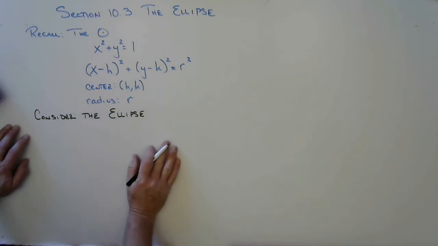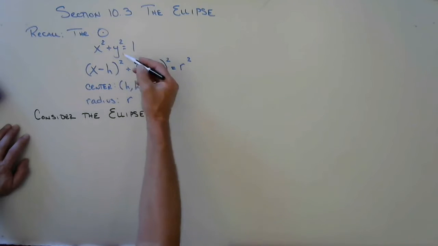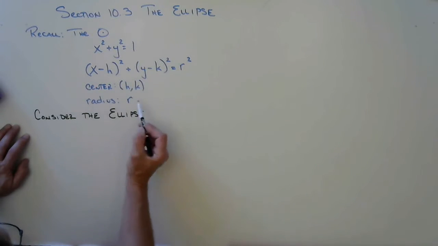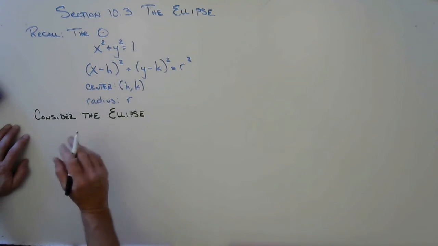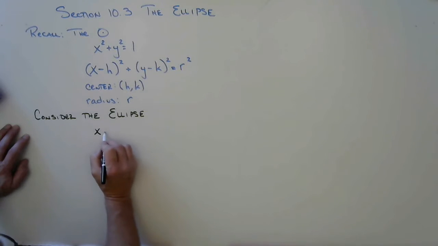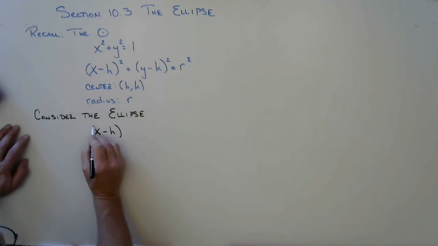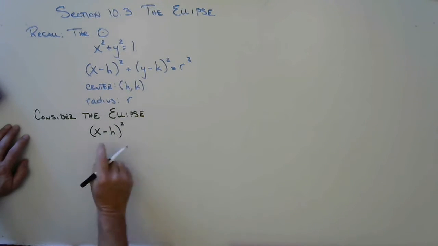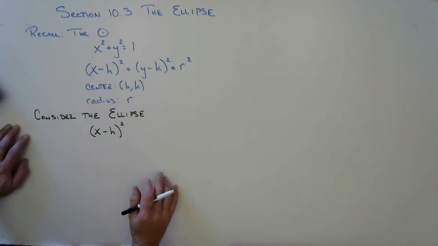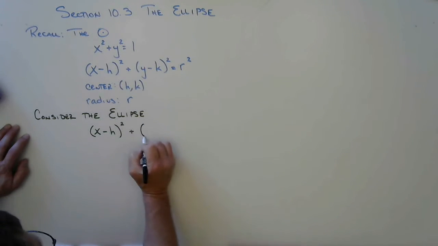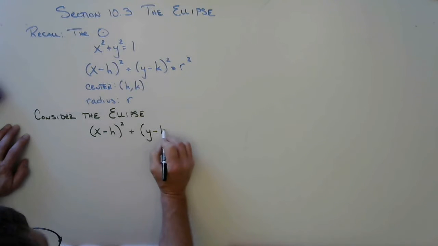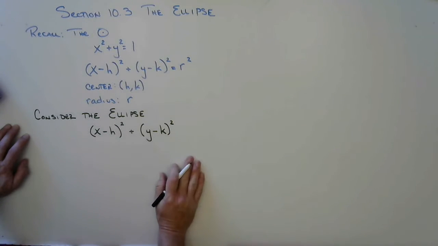And what you and I need to keep in mind is it's going to look a lot like this formula for the circle right here. We're going to have a center, so we're going to have an x minus h squared. Okay? Because h is going to be our center. Plus y minus k squared. That's going to be our center. So that's going to look the same.